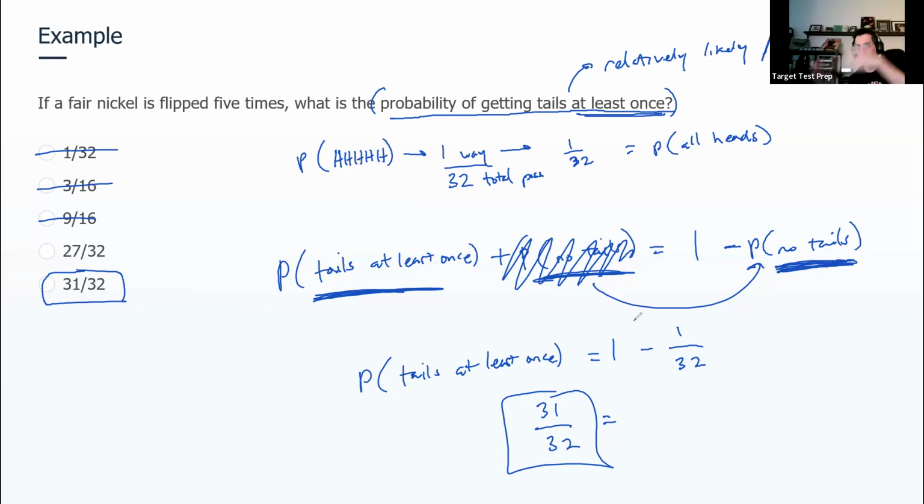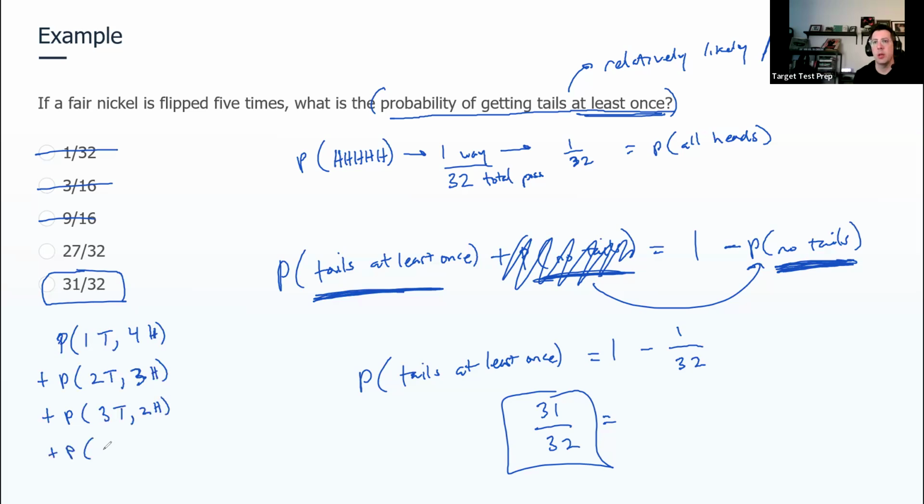Now, if you wanted to do it the other way, which again I would not recommend, you would have to figure out the probability of getting 1 tail and 4 heads, plus the probability of getting 2 tails and 3 heads, plus 3 tails and 2 heads, plus 4 tails and 1 head, plus 5 tails and 0 heads. And then for each of those, you could do the n factorial over r factorial thing, right?